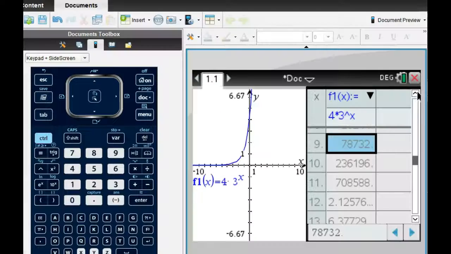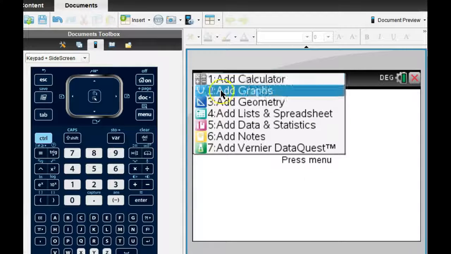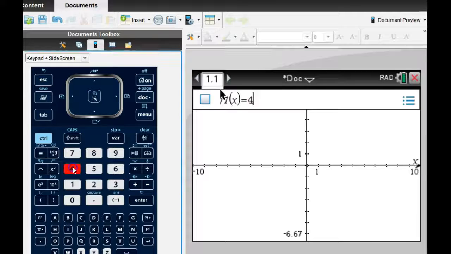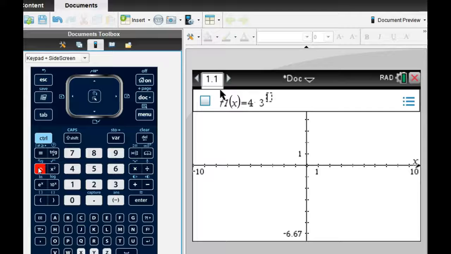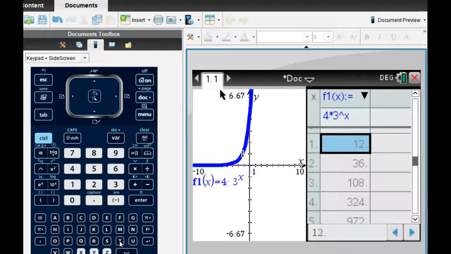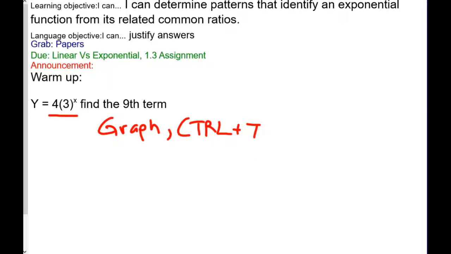Let's do that. So, graph is 2. I'm doing 4 times 3 to the power of x. 4 times 3, caret, x. And then Control T. The 9th term is 78,732.